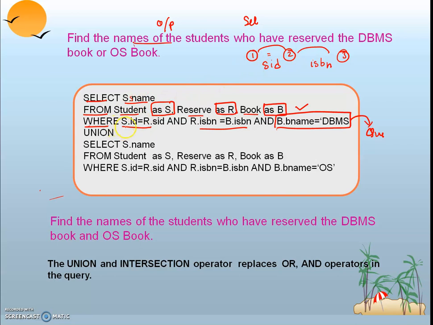So that's why I said S.SID. S.SID means student.sid, SID from the student table is equal to SID from the reserve table, and ISBN from the reserve table, that's R.ISBN is equal to B.ISBN, that means ISBN from the book table, and the condition is book name should be equal to DBMS, that is from the book B table.